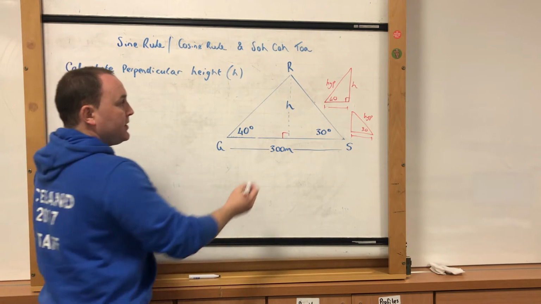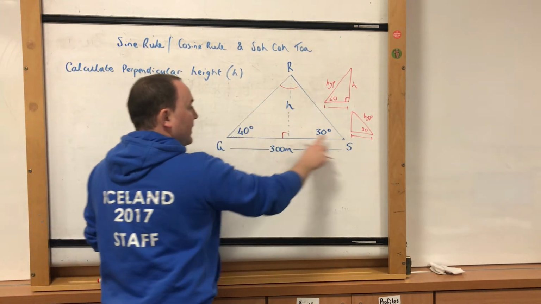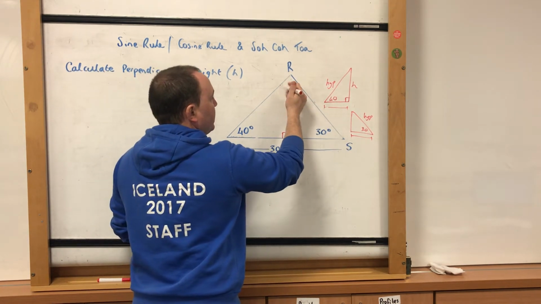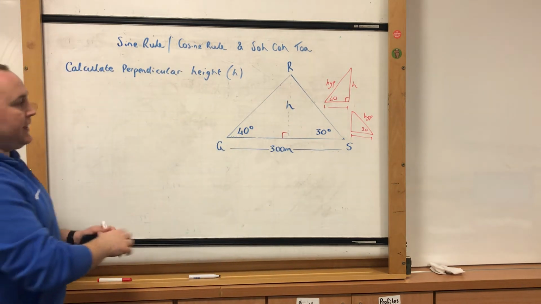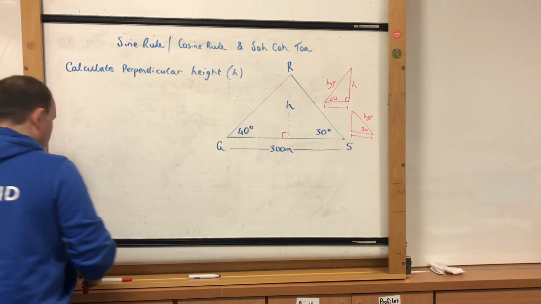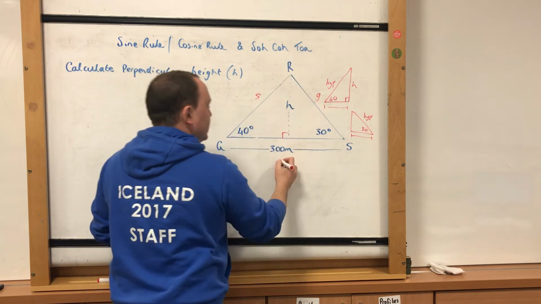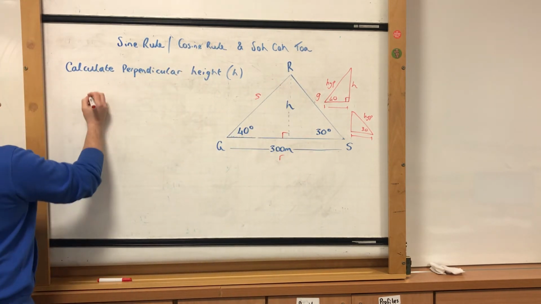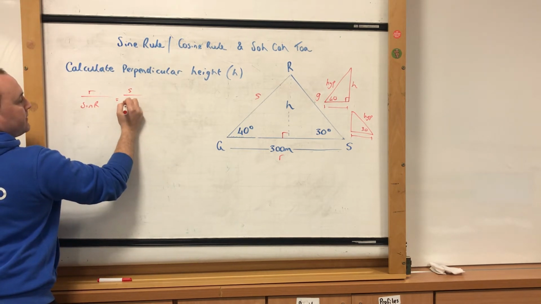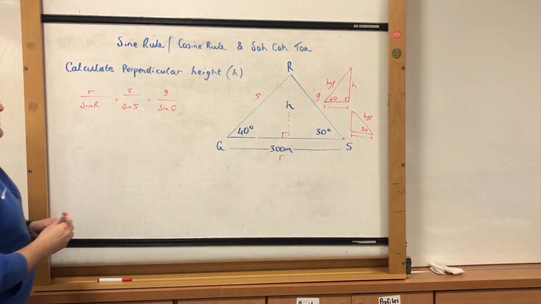Okay, now you could find out this angle as well, because your angles in a triangle add up to 180. Right, but let's just stick to finding a side. Let's just go for this one here, okay? So procedurally, what will we do? We'll label this G, we'll label this S, we'll label this R, okay? And then we'll say R over sine R, S over sine S, G over sine G, okay?